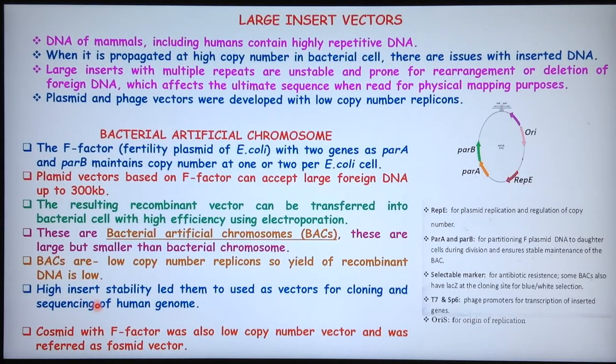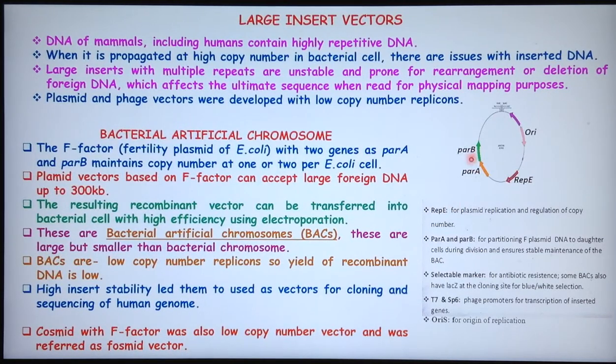That is very important when we are talking about mapping, because if the insert is not stable, it will lead to problems in the data coming after sequencing and contig assembly. This insert stability problem was encountered in yeast artificial chromosomes, which we shall be discussing. Because of that, more reliable vectors were bacterial artificial chromosomes. And cosmid with F vector was another low copy number vector, referred to as phosmid vector.